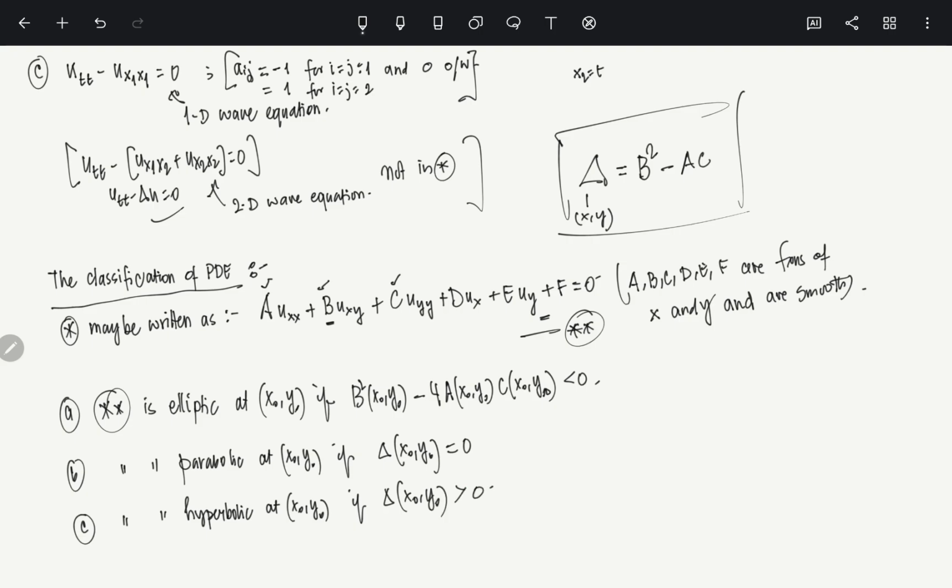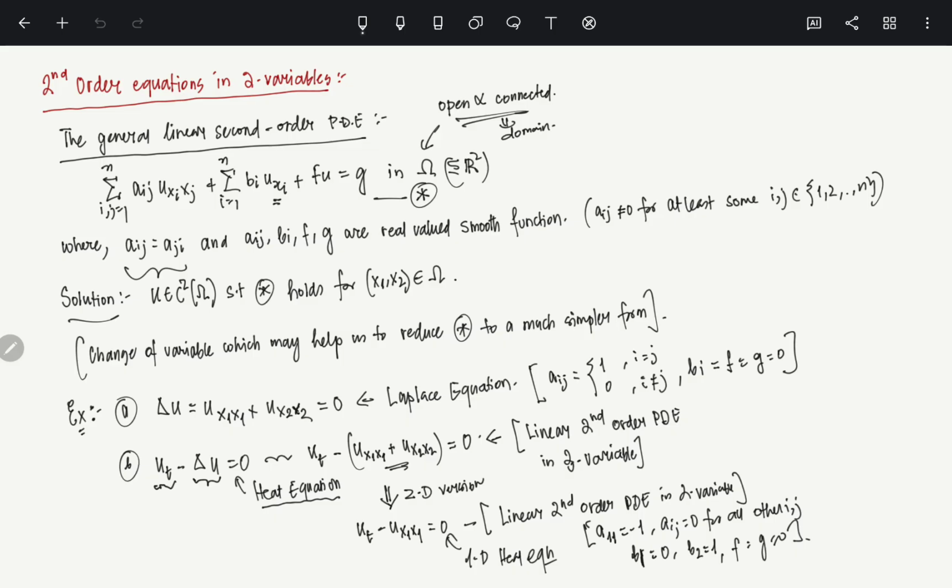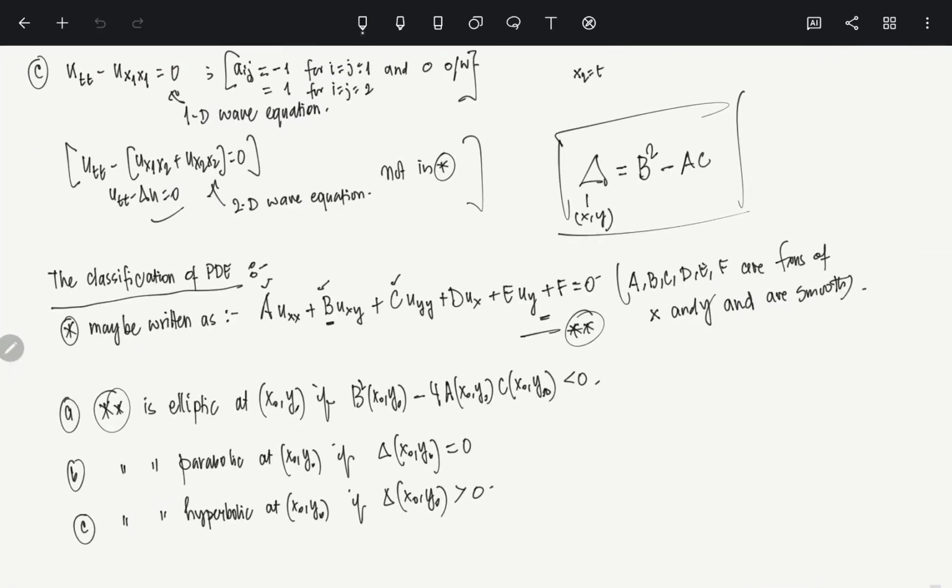Okay, so let's look at some examples of elliptic, parabolic and hyperbolic equations. You see the last 3 examples which I gave, Laplace, heat and wave, those actually are the prototypes of an elliptic, parabolic and hyperbolic equation. I will give you an example to see why this is true.